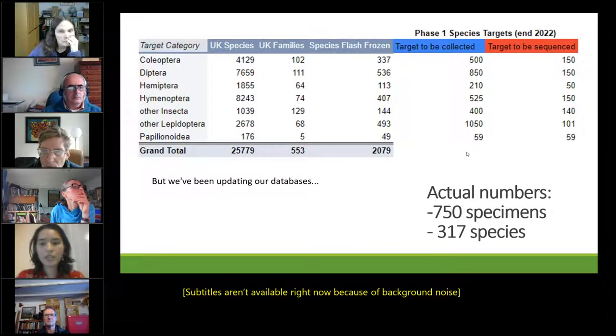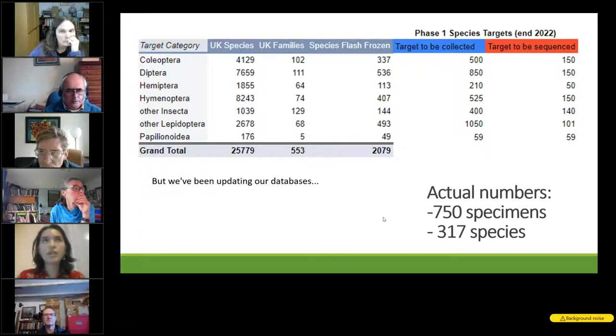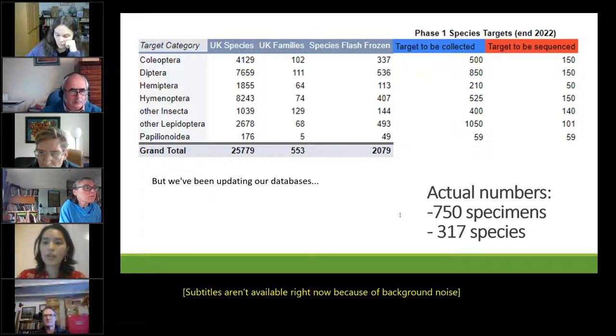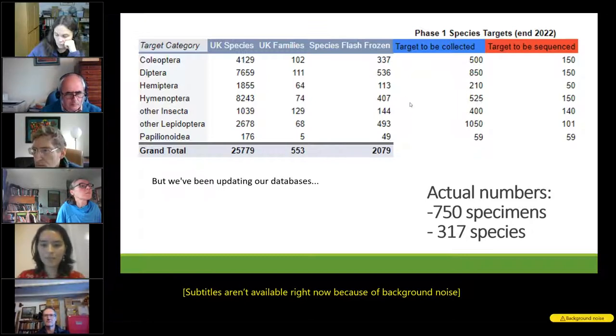It's worth noting the reason why we have so many more specimens compared to species is we do encourage multiple collections. Of each species, it's quite common that people will send us 5 or 6 specimens per species, which is the right thing to do, because we have found that not all the specimens are ideal for whole genome sequencing. However, this is only found out quite later on in the process. So hence, we do encourage multiple specimen collection even at this stage of the project.